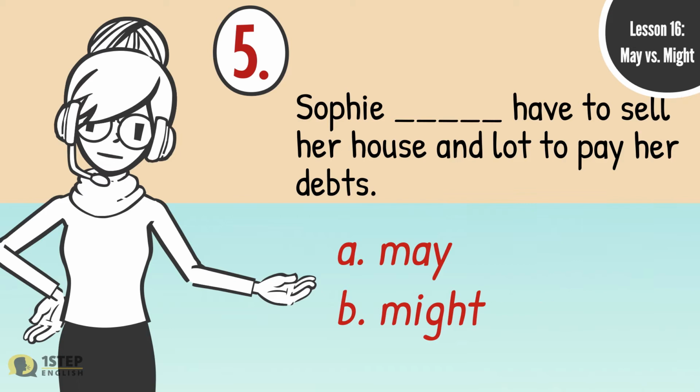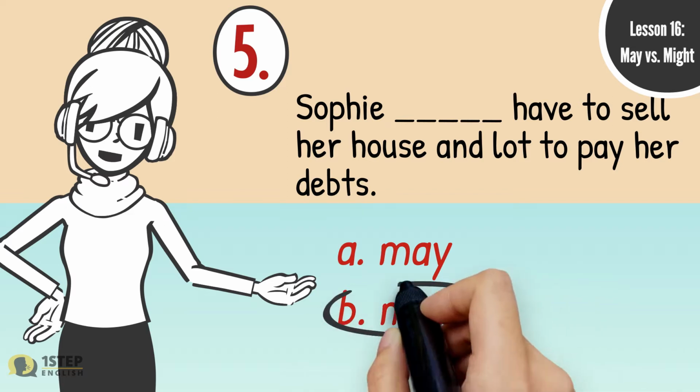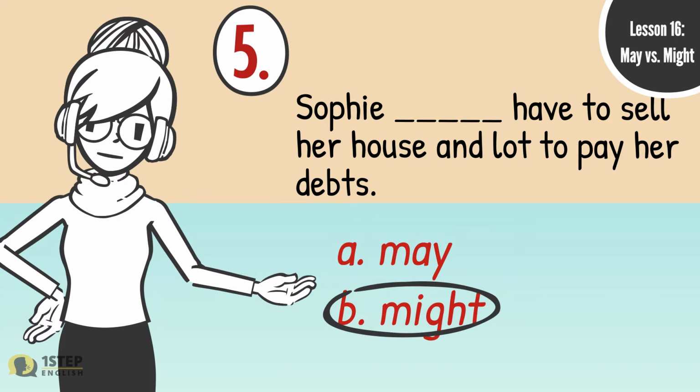5. Sophie blank have to sell her house and lot to pay her debts. A. May. B. Might. The correct answer is letter B. Might. Sophie might have to sell her house and lot to pay her debts.